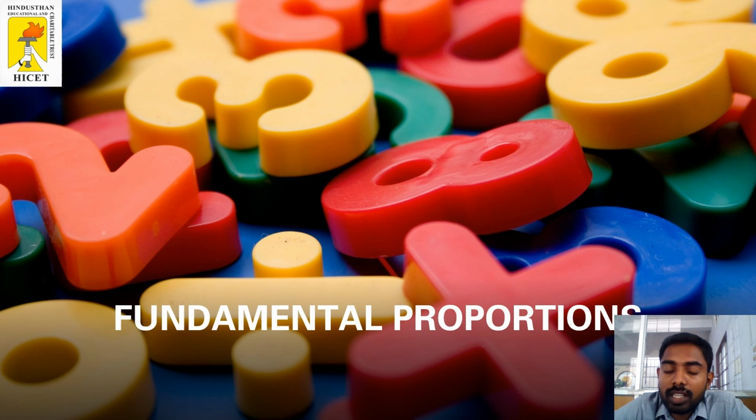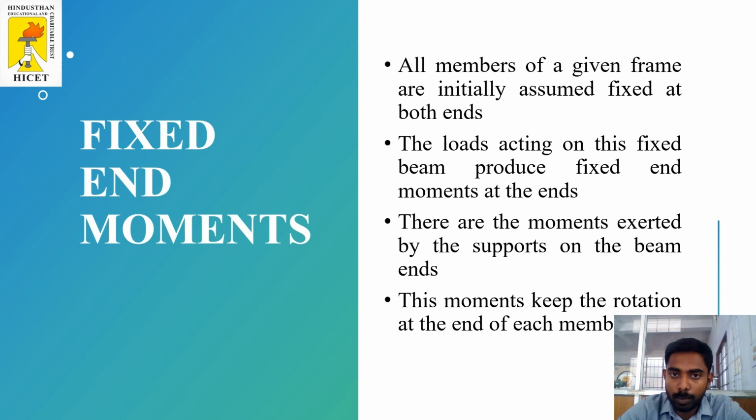Fundamental propositions that we use in the moment distribution method are as follows. First, fixed end moments. All the members of a given frame are initially assumed to be fixed at both ends, and the loads acting on this fixed beam produce the fixed end moments at the ends. These are the moments exerted by the supports on the beam ends, and these moments keep the rotation at an end of each member at 0.